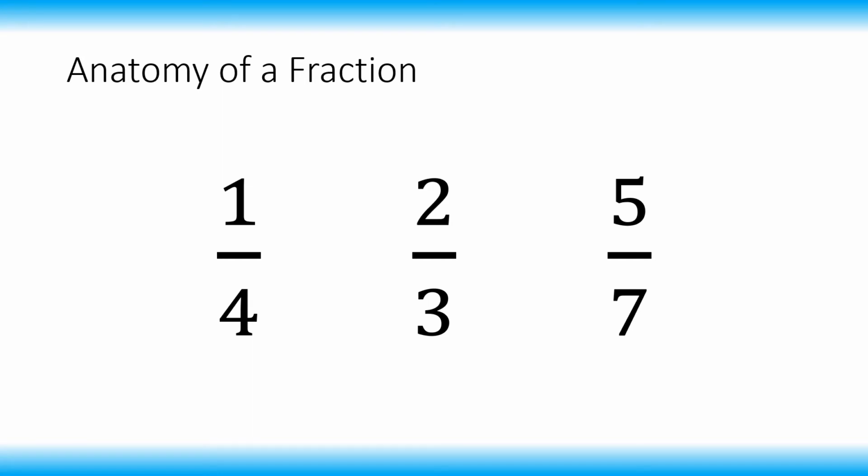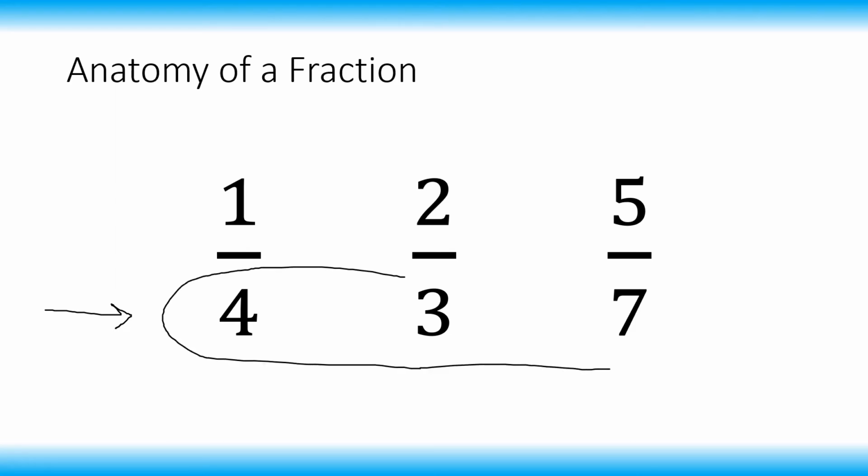So let's look at the anatomy of a fraction. By that I mean let's look at what the different parts of the fraction mean. It's not really that complicated to understand. Basically, the number at the bottom is called the denominator, and the denominator is responsible for telling you how many pieces make up one whole.